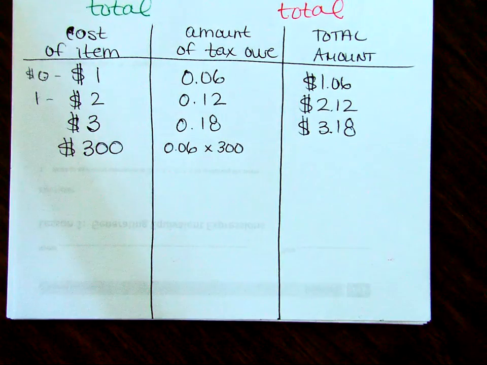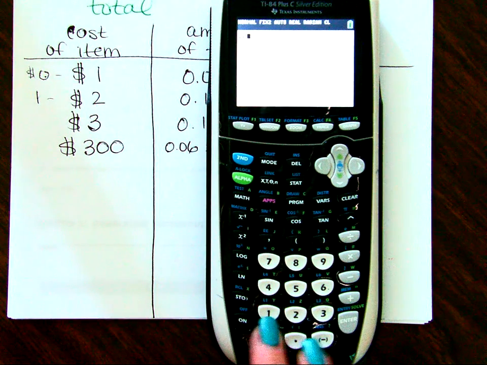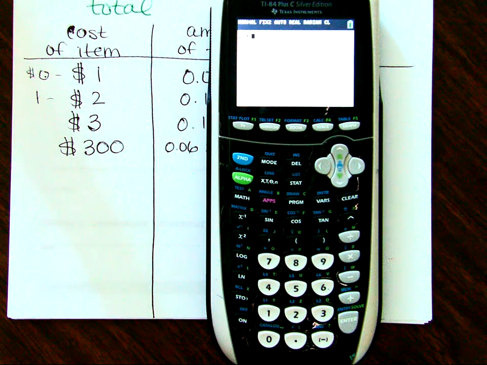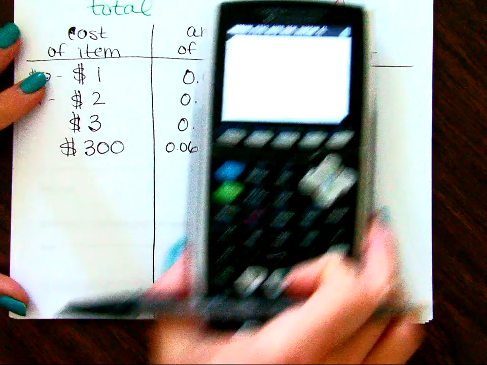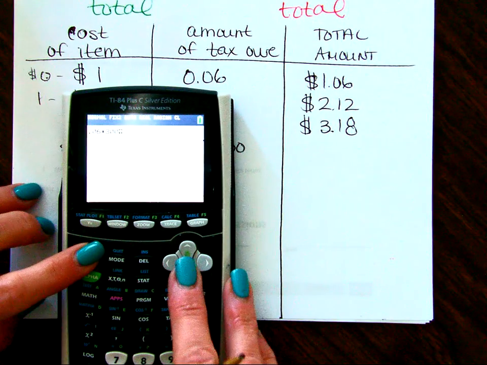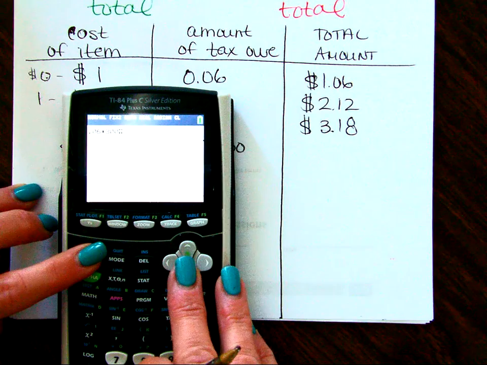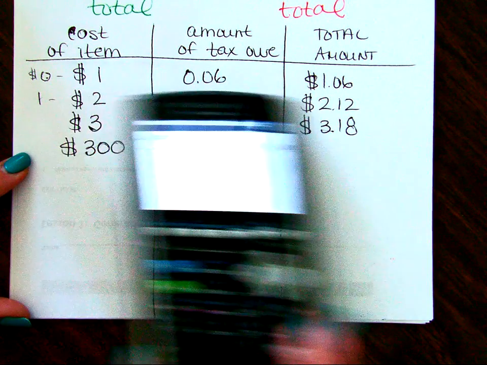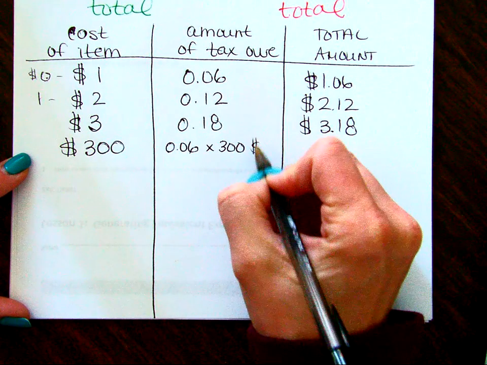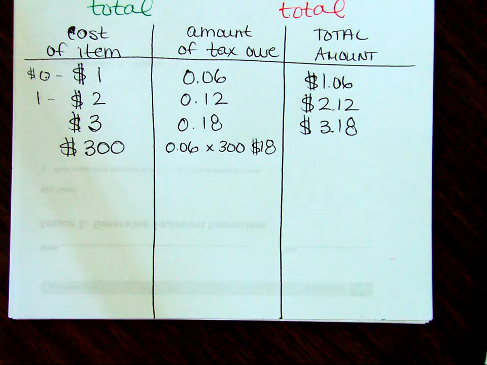And then you may open your calculators up, turn them on, and figure out, if you're buying an iPod, how much sales tax would you have to pay Best Buy along with the price of your iPod. It would be, what? $18. So if I owe $18 in tax and $300 for my iPod, what's my final cost of my item?